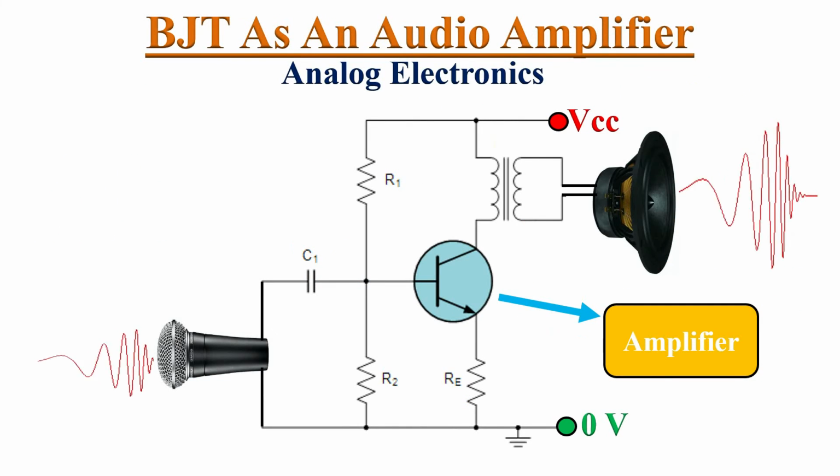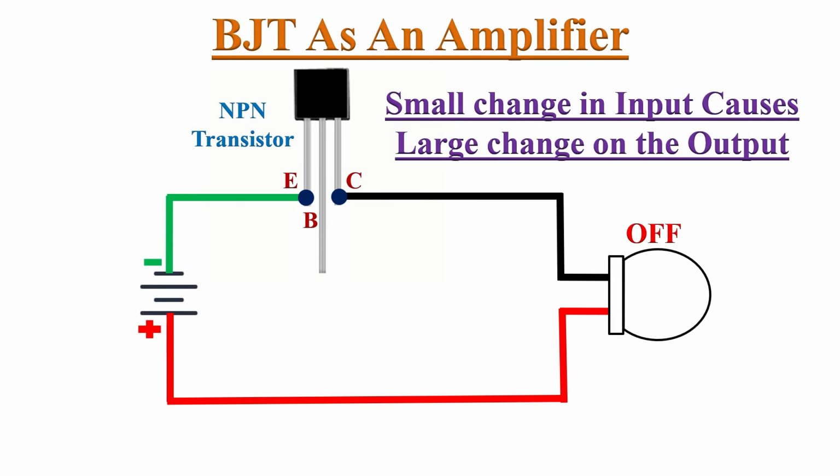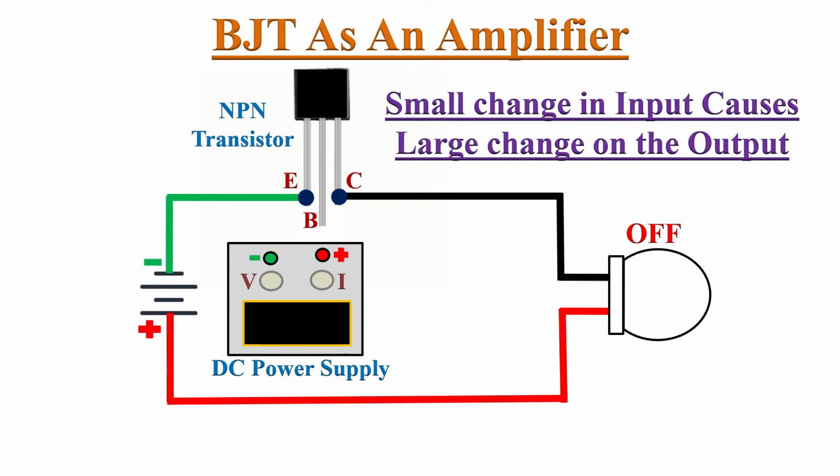Apart from this, BJT can be used as an amplifier in analog applications. Let's do an experiment with this simple NPN transistor circuit. Just take a variable DC power supply and connect positive to the base and negative to the emitter. When the supply voltage to the base pin is 0.5 volts, the transistor is off. So the lamp is also off.